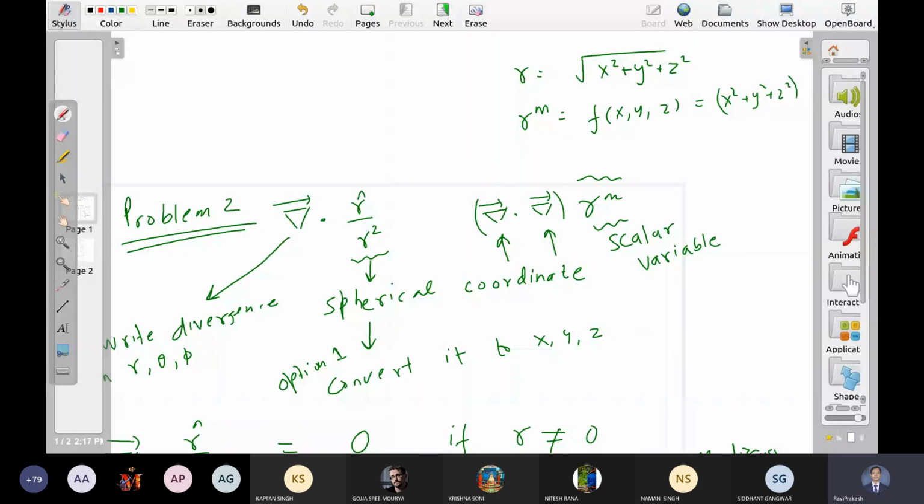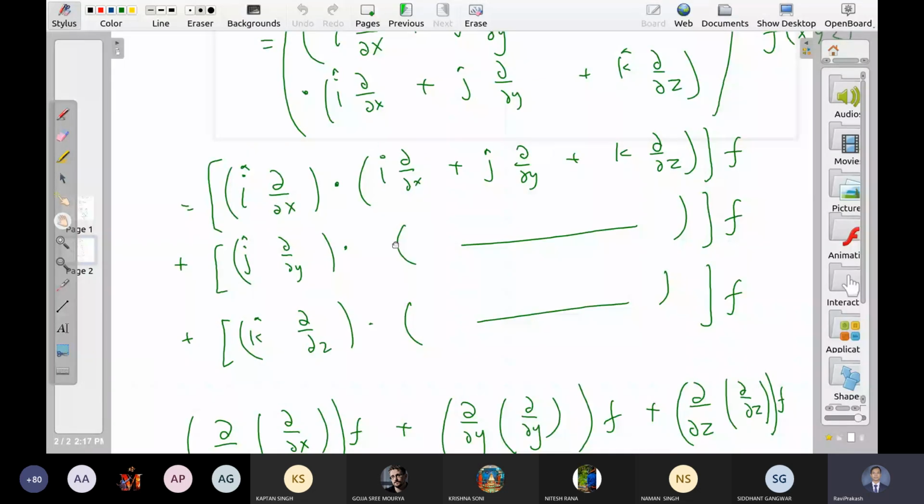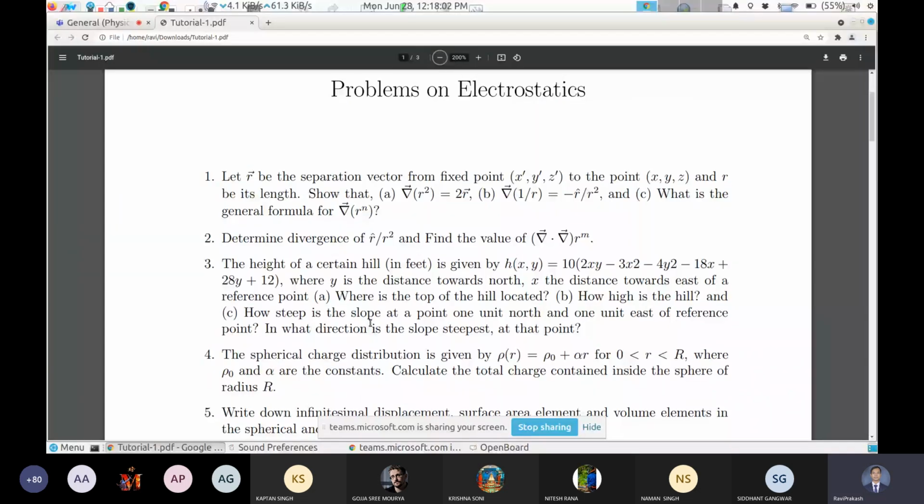Second way is convert this operator or write down this operator in the spherical coordinates, and then you can use this function. So it's up to you which method you want to use. You will get the same answer in any case. So I have given you this hint. This is the definition of del square. Now follow this definition and complete this part. Problem number 3.